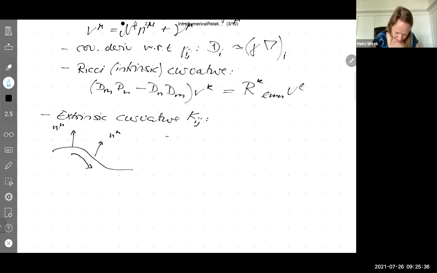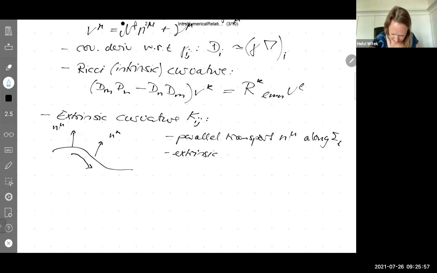Parallel transport the normal vector along our hypersurface, Sigma_t, and the extrinsic curvature. Thinking faster than I'm writing. So the extrinsic curvature is a measure for the change of the normal vector.